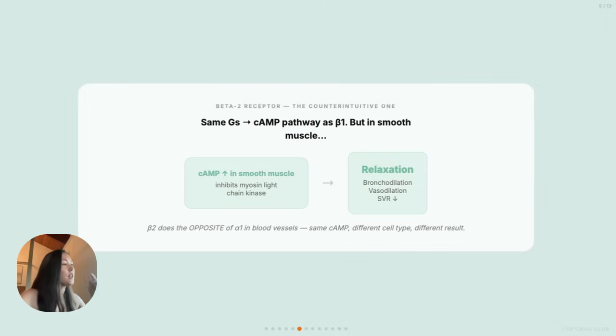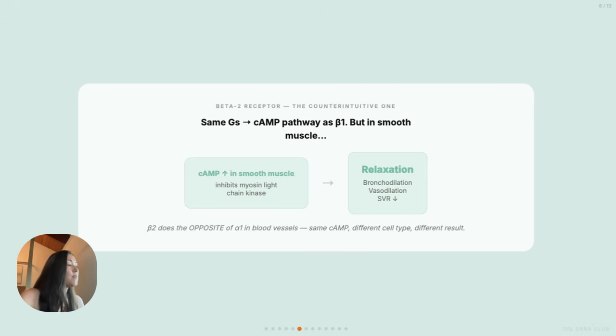So next, let's talk about the beta-2 receptor. Beta-2 does something a little counterintuitive. It also increases cyclic AMP, same Gs pathway as beta-1, but in smooth muscle, elevated cyclic AMP inhibits myosin light chain kinase instead of activating it. Cyclic AMP has different downstream effects depending on where it is. It's kind of a tricky nuance, but important to understand.